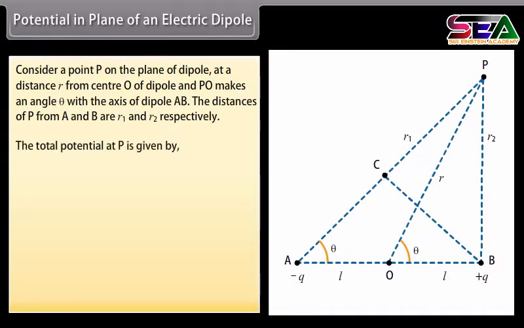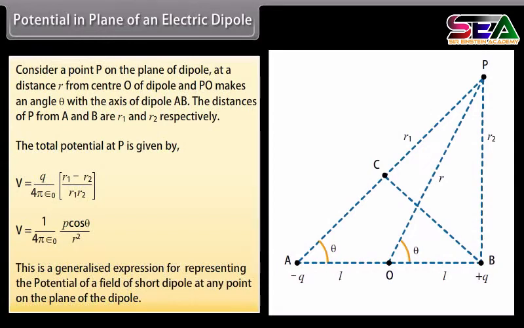The total potential at P is given by V equals q upon 4 pi epsilon naught multiplied by (R1 minus R2) upon R1 R2, which is equal to 1 upon 4 pi epsilon naught multiplied by p cos theta upon R square. This is a generalized expression for representing the potential of a field of short dipole at any point on the plane of the dipole.